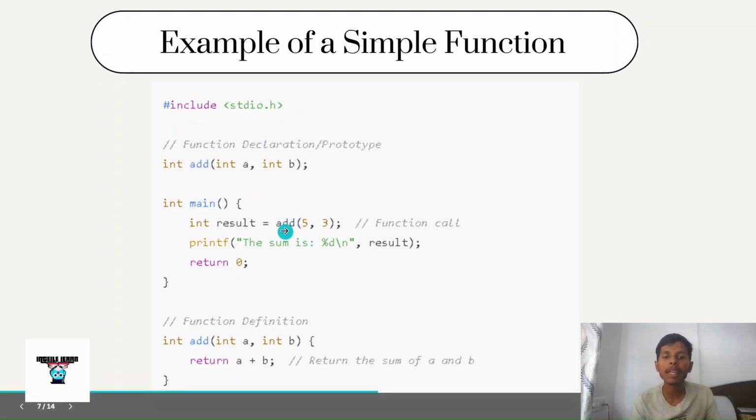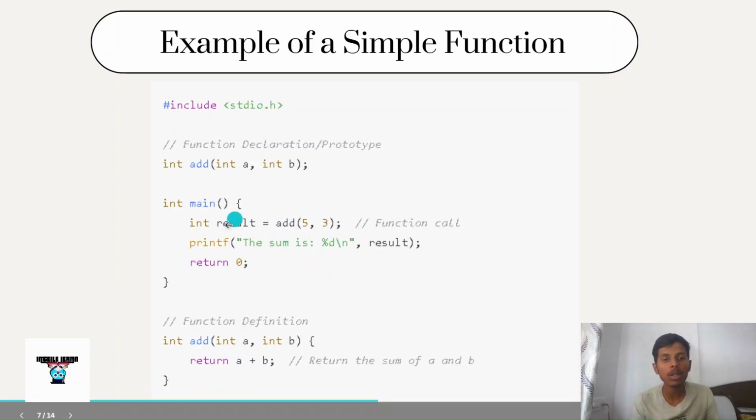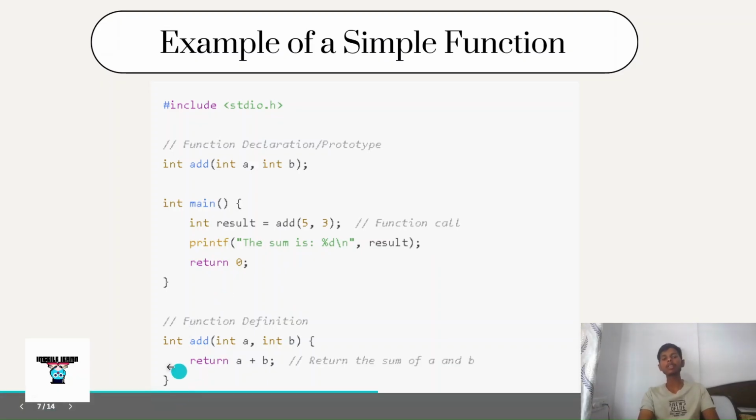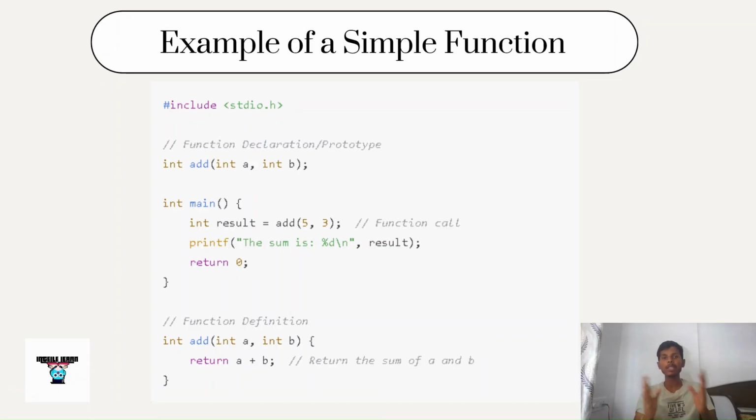So what is happening here? 5 plus 3, the value 8 is passed here, and then it is stored inside the result variable. Afterwards, with the help of the printf function, which is the output function used in C programming, we have displayed the result on the screen. So this is the use of a user defined function in C programming. It is used to execute a block of code which performs specific tasks.